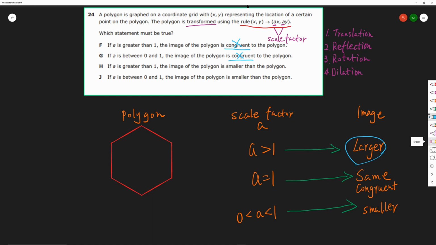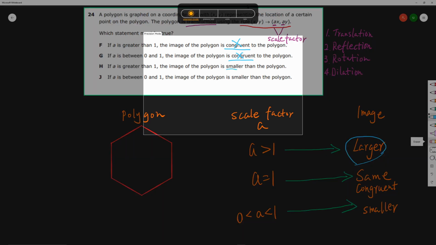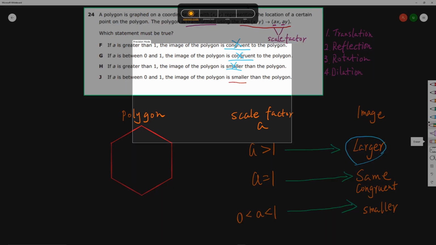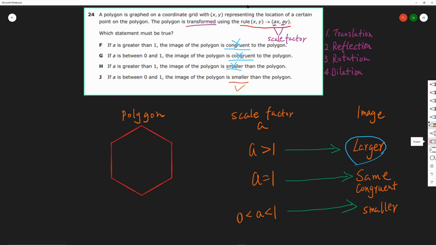Choice H: if a is greater than 1, then the image should be larger, but here it says the image is smaller. So this is wrong. It should be larger than the polygon. Choice J: if a is between 0 and 1, so a is smaller than 1, then the image should be smaller than the polygon. Here it says the image is smaller than the polygon. So this is right. J is our correct answer.